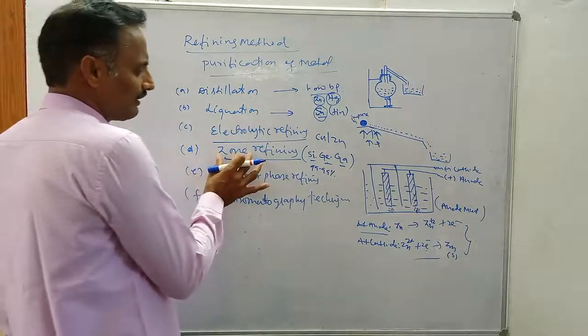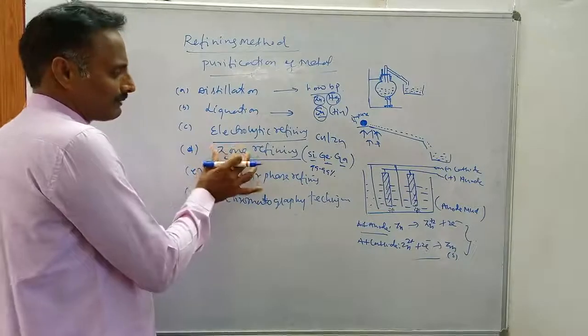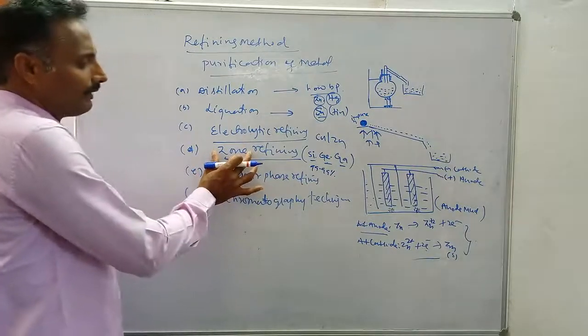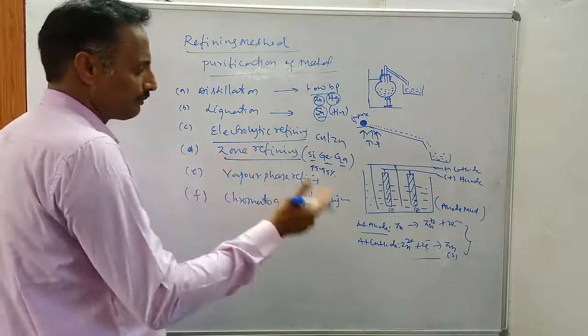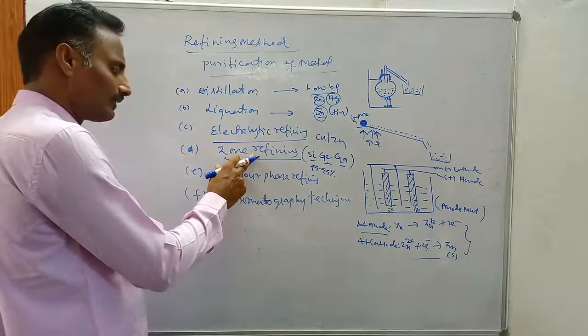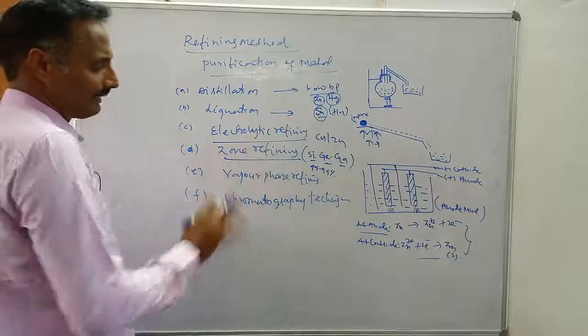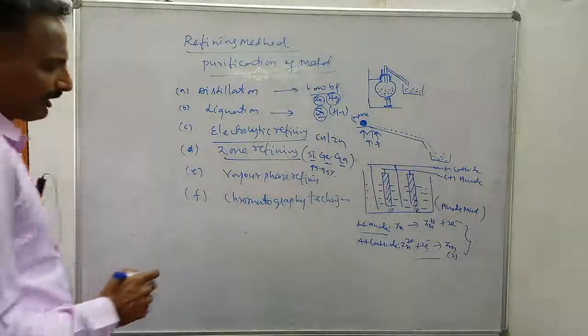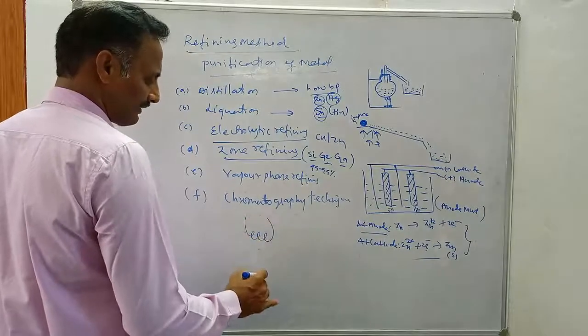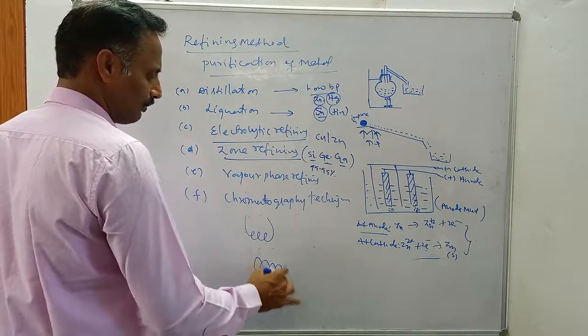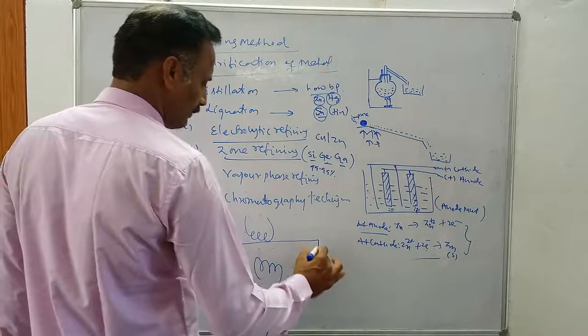And what is the main principle involved in the zone refining method? The main principle is that impurities are more soluble in the molten zone than in the solid zone. This is the main principle involved in zone refining. Zone refining consists of movable heaters. This is called the movable heater, and this is the impure rod.